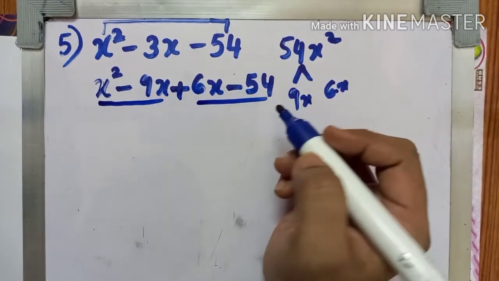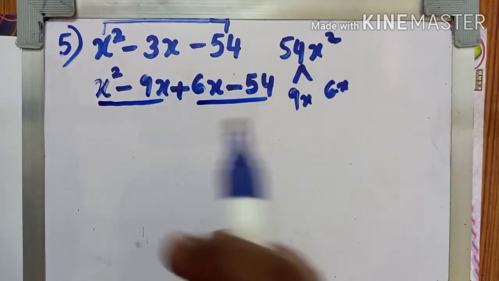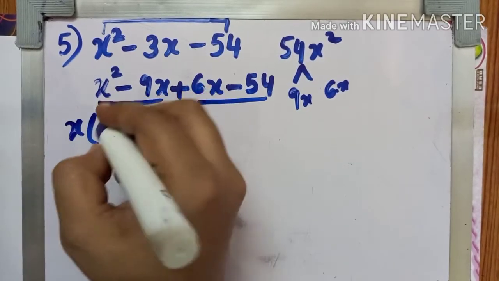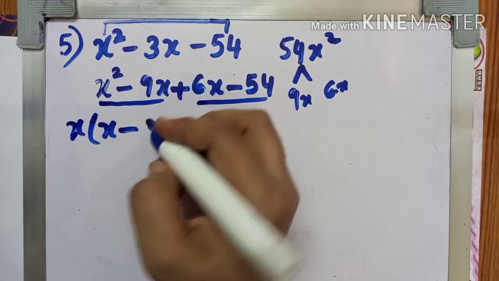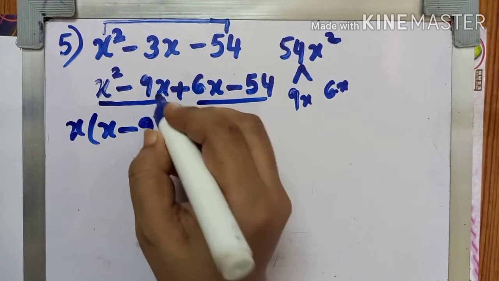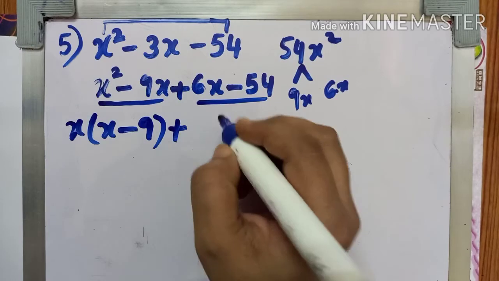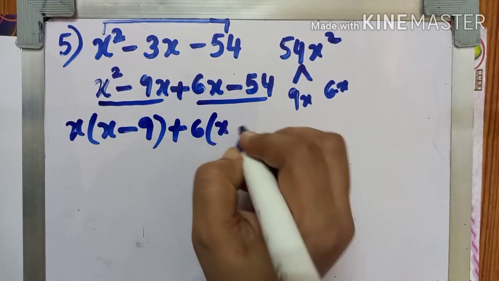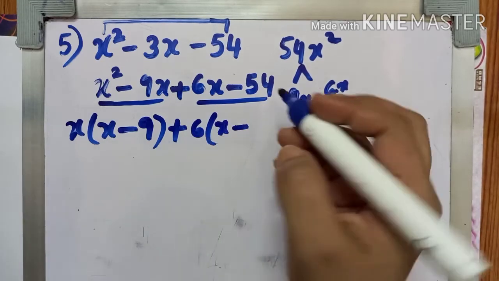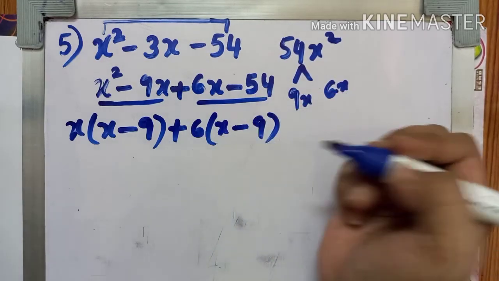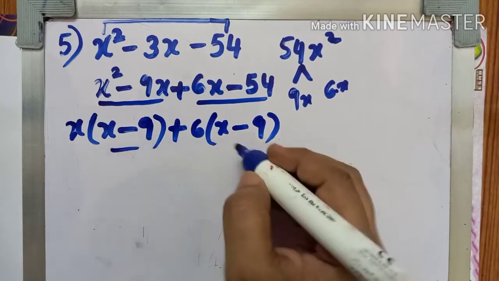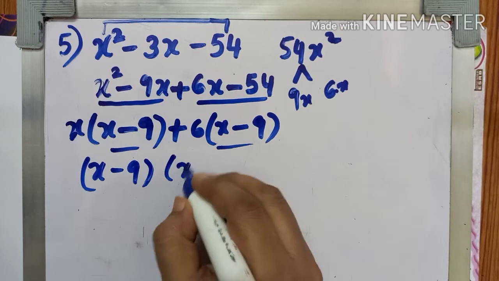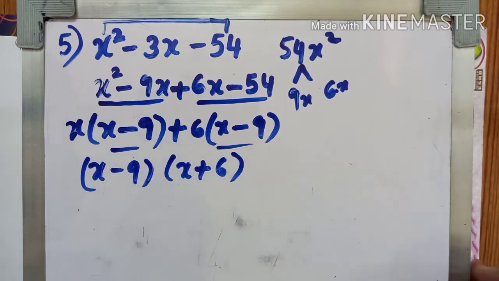Now from these two terms you have to take something common. So here x square minus 9x, obviously x will be common, x goes outside the brackets, then x minus 9 inside. Then plus 6 you can take common, then x is remaining, then minus 6 into 9 will be 54. So this x minus 9 is common, then x plus 6 is remaining. Got it?